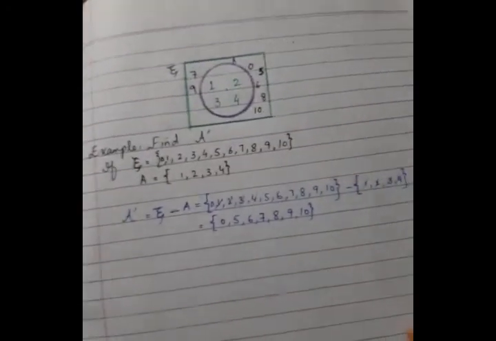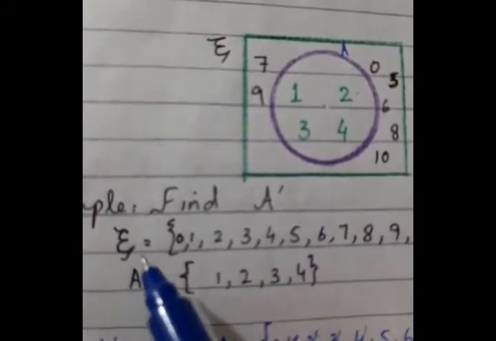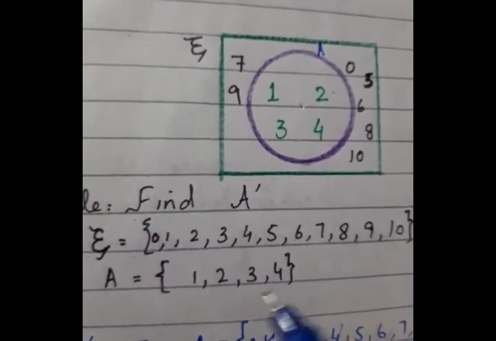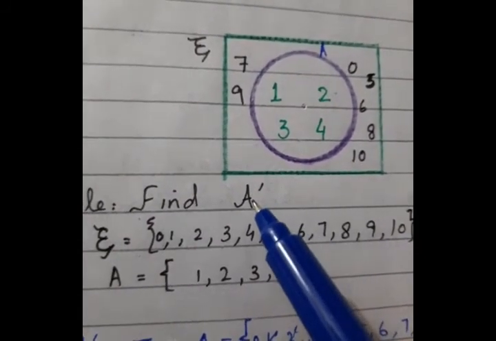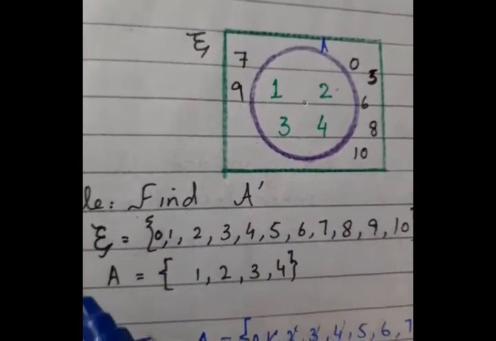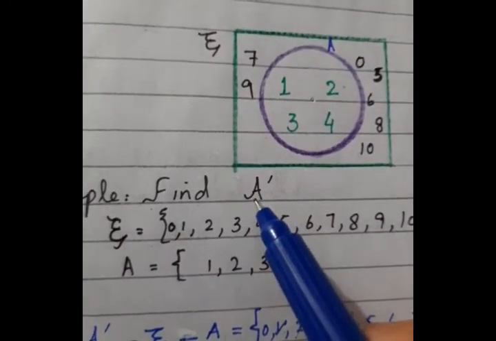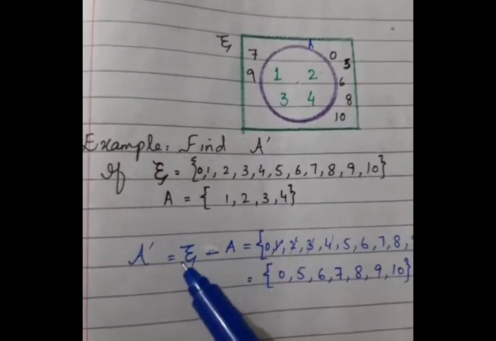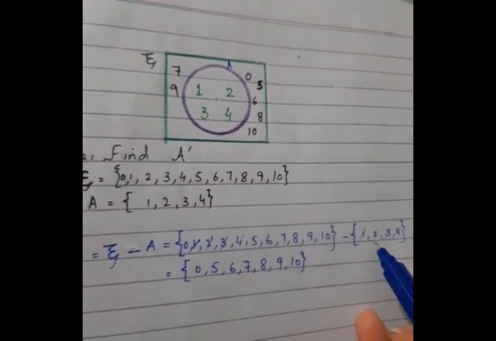Here I have solved an example which is find A bar, A prime, if your universal set is starting from 0 and ending at 10 and the set A is 1 2 3 4. अब आपने क्या निकालना है, A prime. और A prime कौन सा सेट होगा, जो उन एलिमेंट्स का होगा जो यूनिवर्सल सेट में तो हैं but A में नहीं हैं. So how you are going to find A complement? Basically you are going to subtract this set from the universal set. So आपने पहले universal set लिखा, then subtract करना है किससे, A set से.